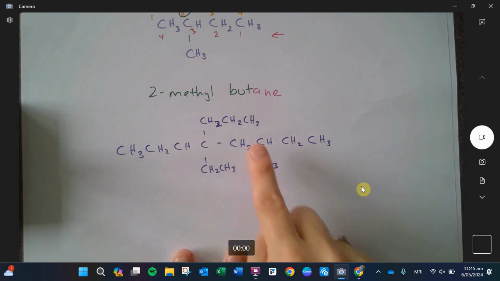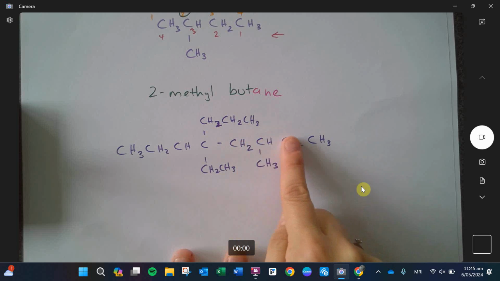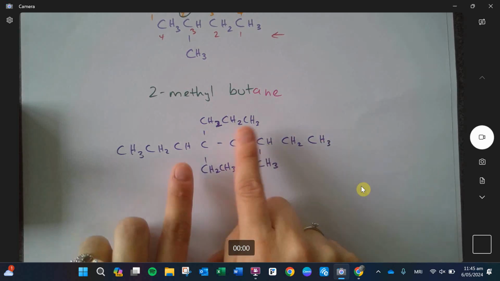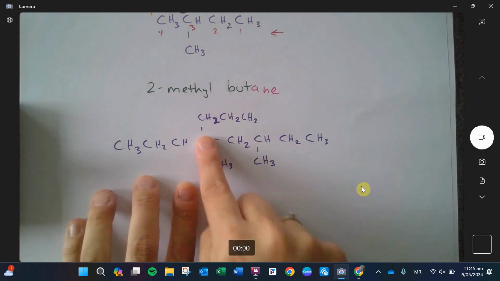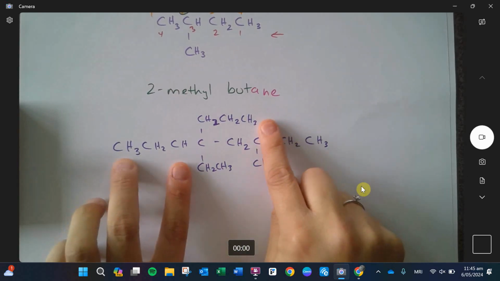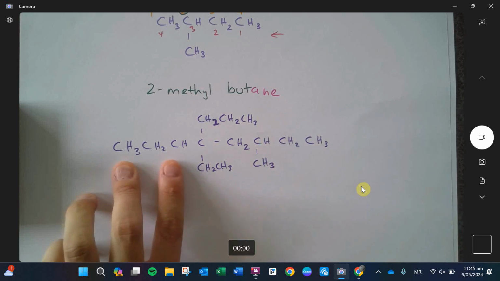We can go this way. 1, 2, 3, 4, 5, 6, 7, 8. That is also an 8 chain. Okay? If you guys notice, it doesn't matter if I use this as my parent chain or this as my parent chain, because either way, the branch is going to have a 3-carbon branch.